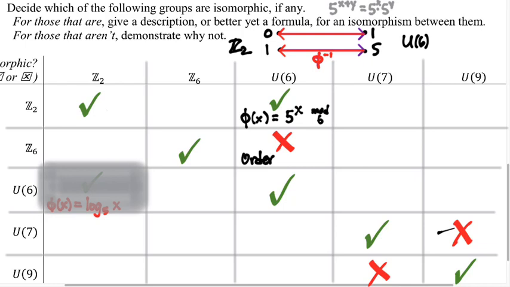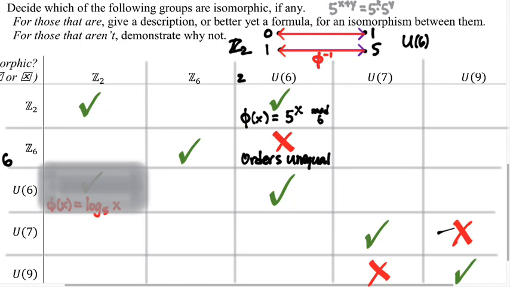Or if they're infinite, right? Because an infinite group can't be isomorphic to a finite group. The orders of the groups are unequal. Because what's the order of Z6? Z6 is 6. And the order of U6 is 2. Yeah. So the orders of those groups are not the same. Therefore, the groups are not isomorphic.